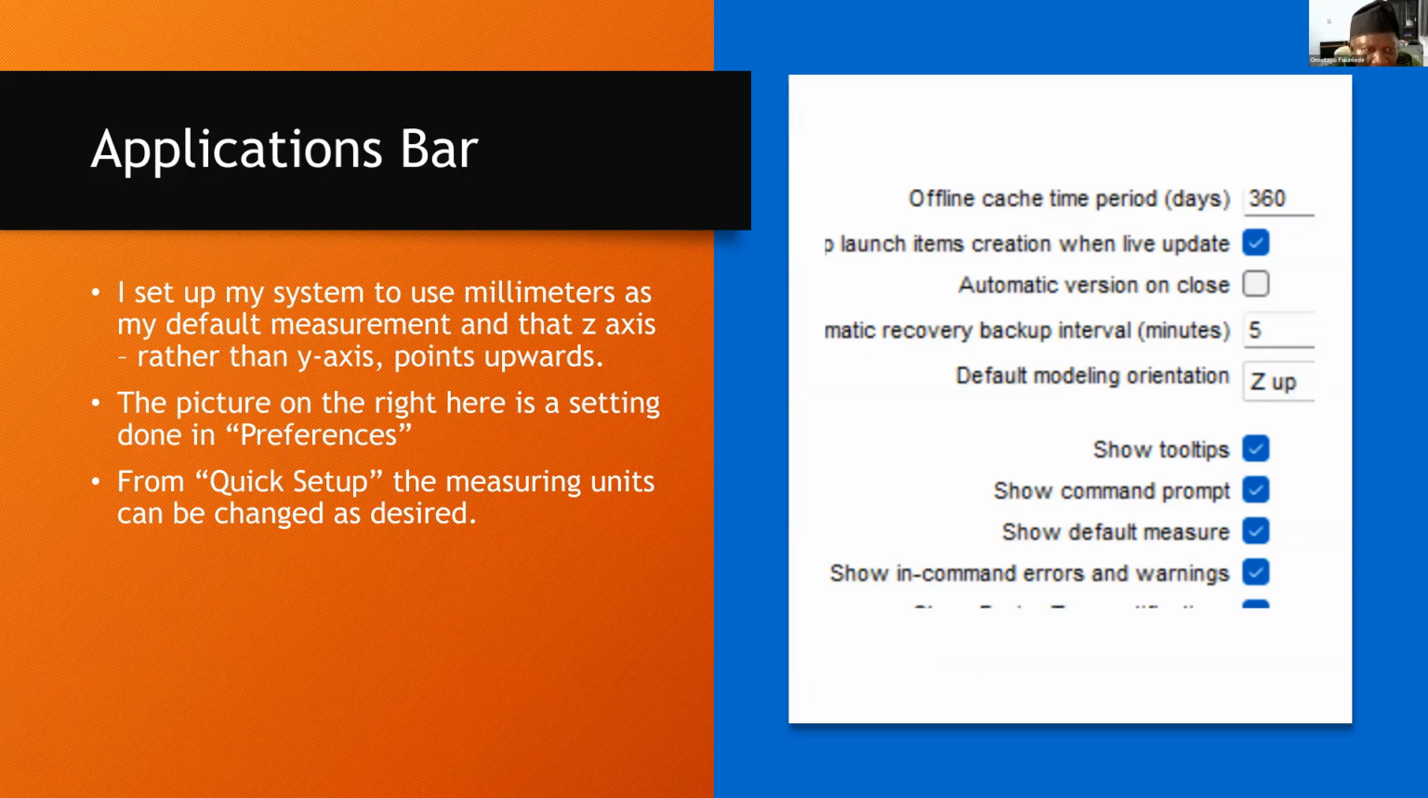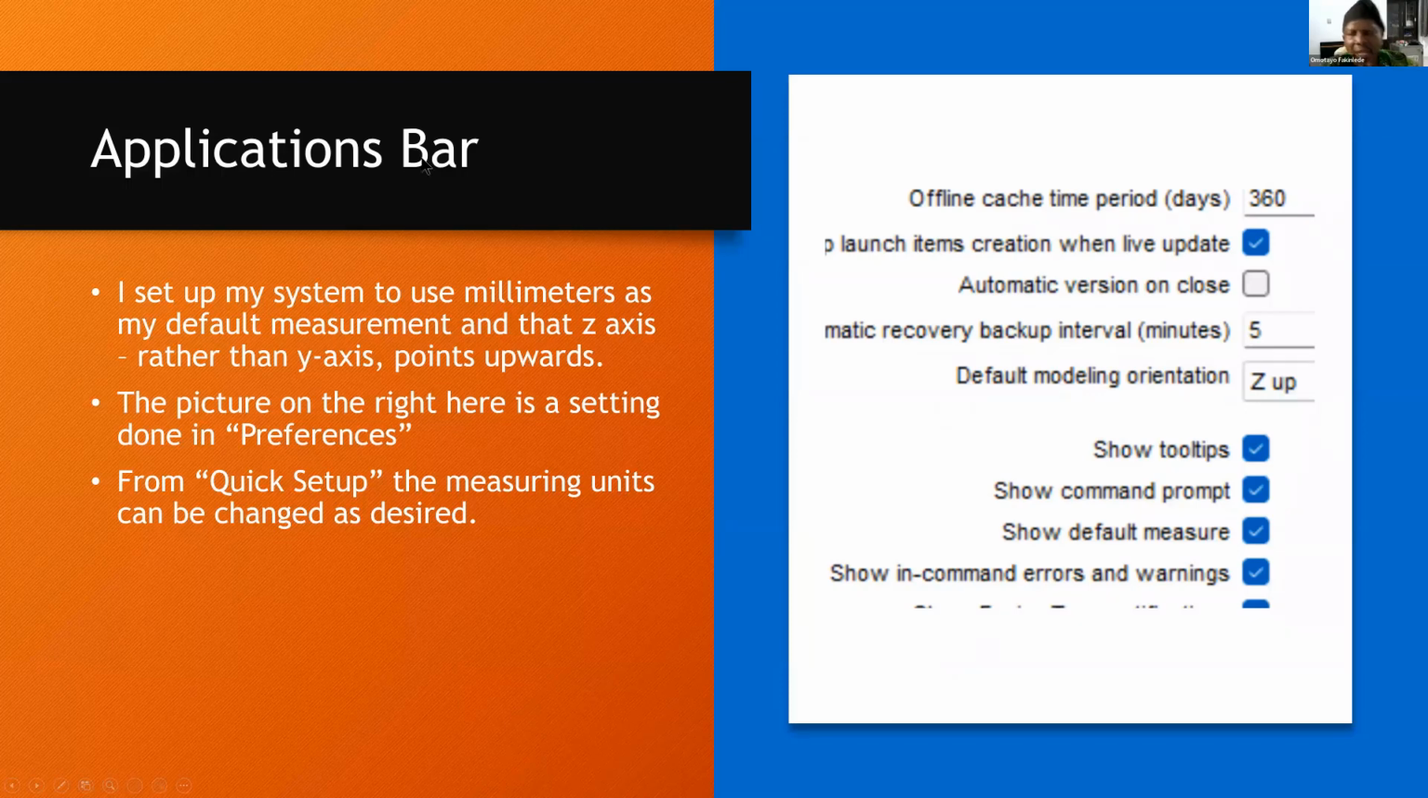Another thing that is also important is that normally the up axis on Fusion 360 is the y-axis, but we don't like the y-axis that way. If you want to align yourself with me, which is good for you, it's better you change it so that the up axis is the z-axis. So you have x, y on the horizontal plane, and the z-axis is the vertical axis. You can do that on this line in the preferences menu. I will take you to that place shortly so that you can see how to do it. The picture on the right here is a setting done in preferences. From quick setup, the measuring units can be changed as desired.